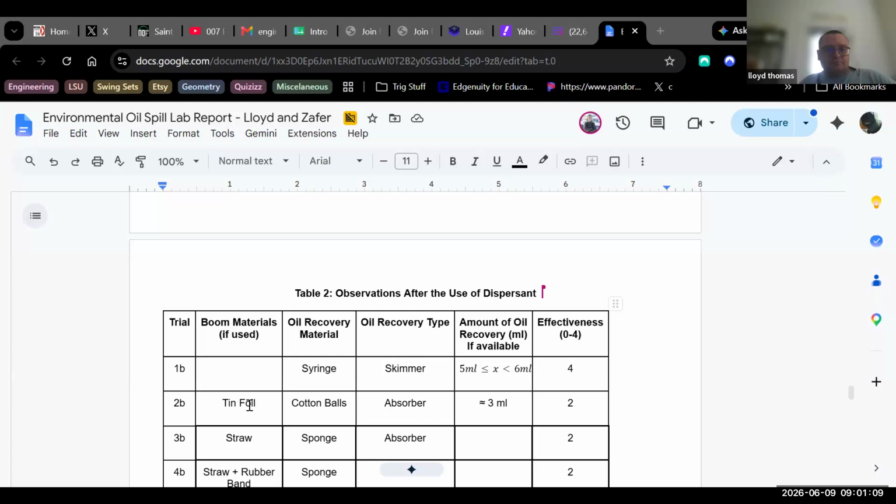Since you might know, I'm just wondering, is tinfoil attractive to oil, or is it just normal for oil to stick to booms?